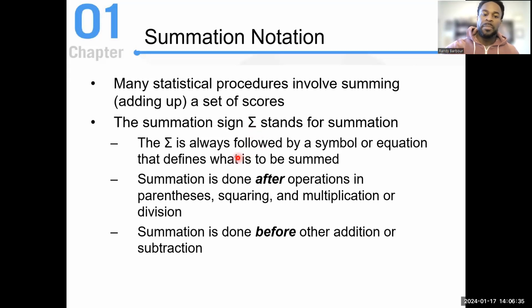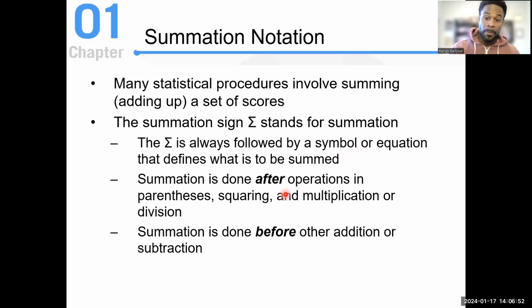Okay. The summation symbol will always be followed by a symbol or an equation that you must use. It defines what is to be summed, either a group of numbers or an equation that we're going to use to sum.